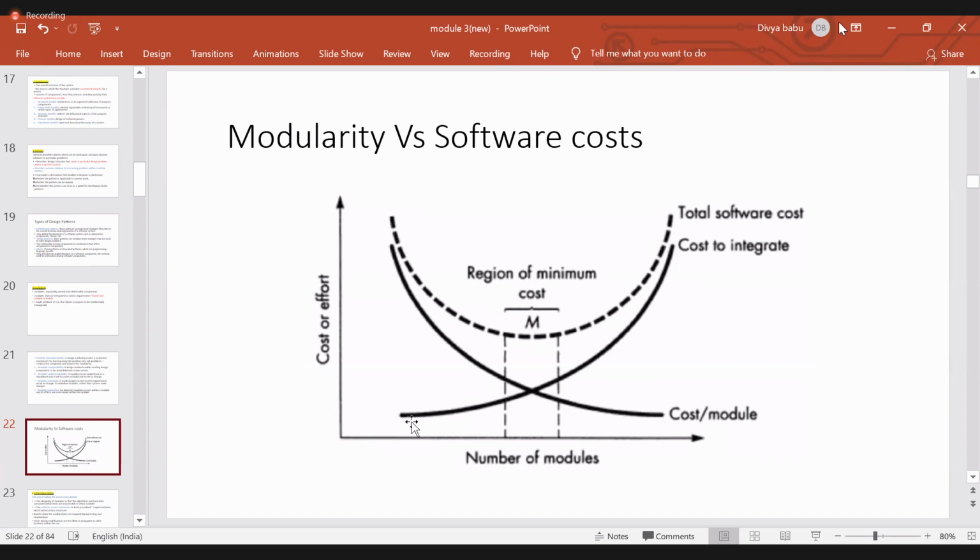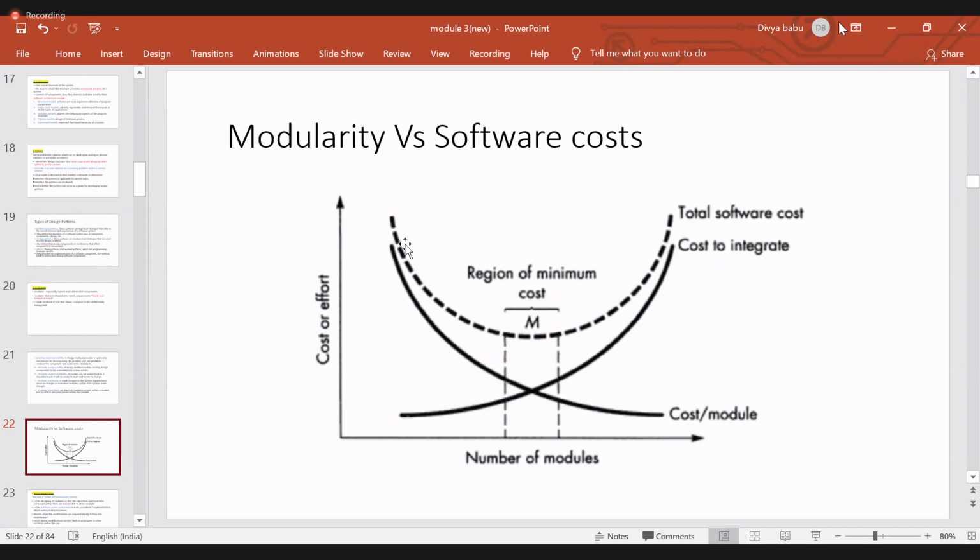This one is cost to integrate. The cost to integrate is very less here. Integration cost is very less. Why? Because we have very less number of modules. So the number of modules are less, integration cost is less. But cost per module is high. Why? Because the module cost is high, means the module is much more complex.